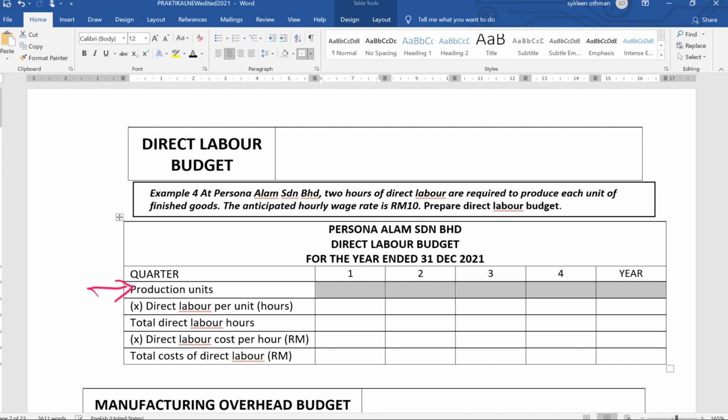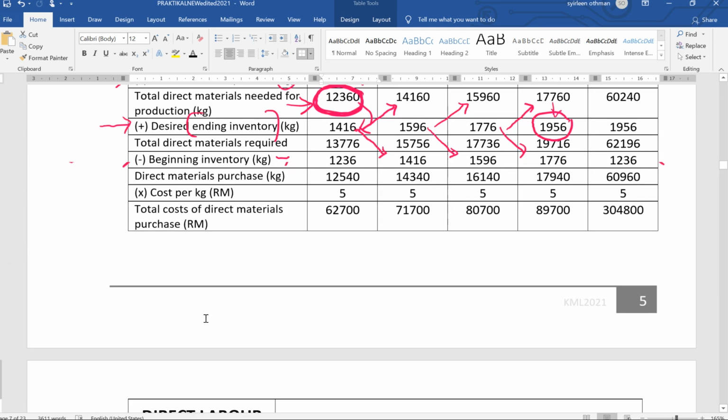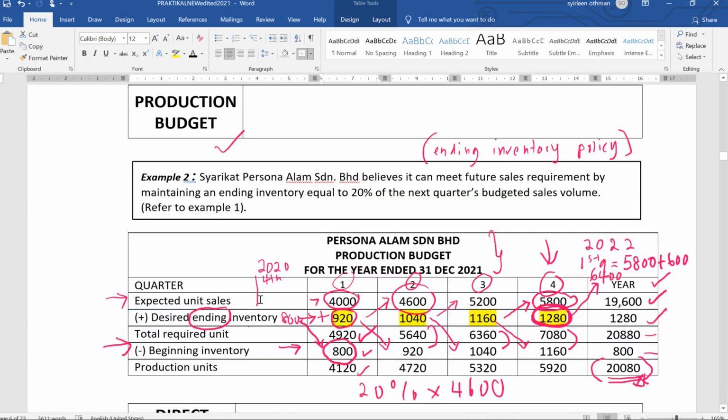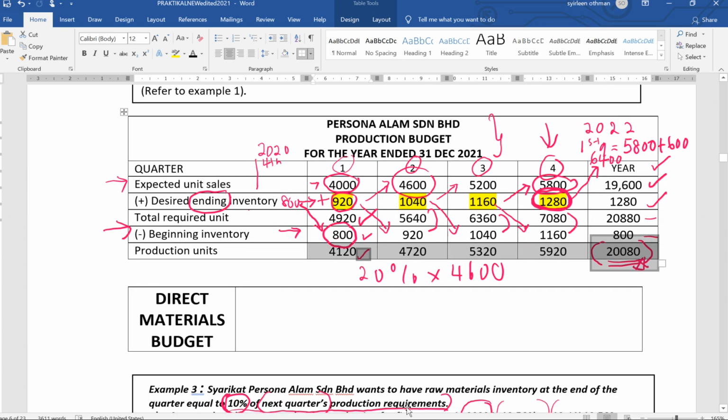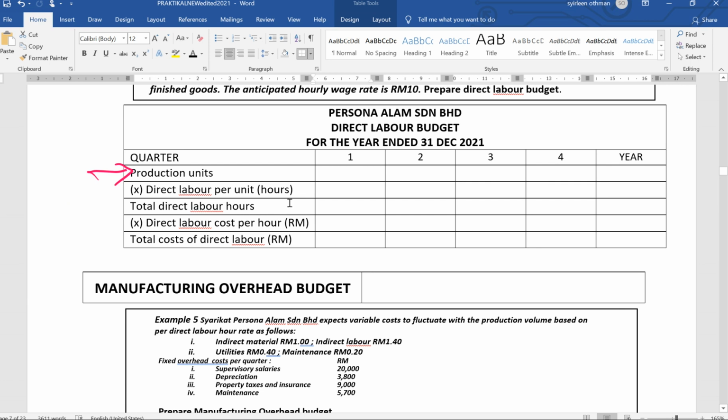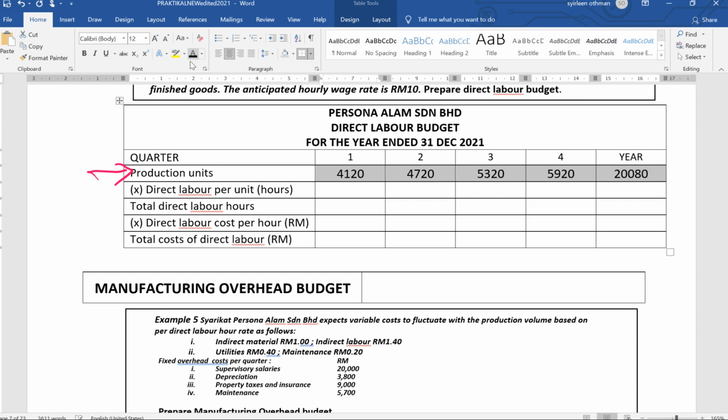So this item is actually taken from the production budget. That means production budget ni, dia punya particulars tu awak akan guna pakai di direct material budget and also in the direct labor budget. Okay, so kalau you tengok dekat production budget, okay, these are the figures that you need to produce for that year. So this figure here will be pasted, okay, in your direct labor budget as well. Okay, so production unit ni kita ambil samalah macam dekat direct material budget tadi.